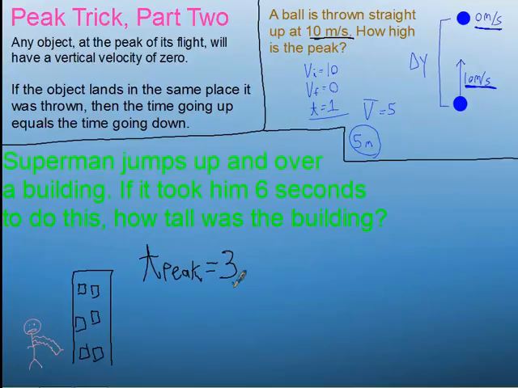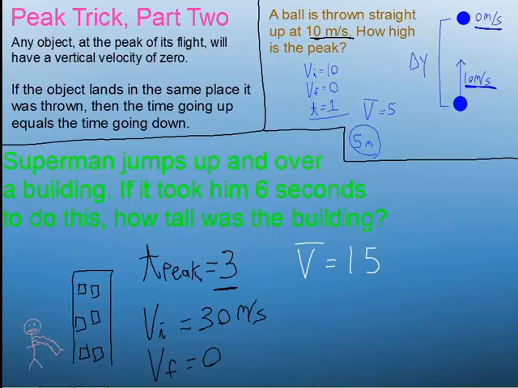I'll give you a hint. Every second, he got 10 slower. If he got 10 slower every second, and it took him exactly 3 seconds until his velocity was completely gone at the top, then we know that the initial velocity, how fast he jumped, had to be 30 meters per second. That's the only way that he would have a peak time of 3. And we also know it's always a given that at the peak, the velocity is 0.